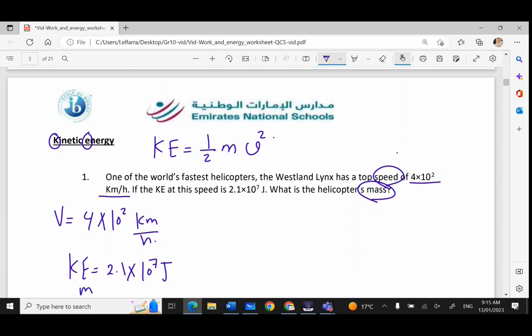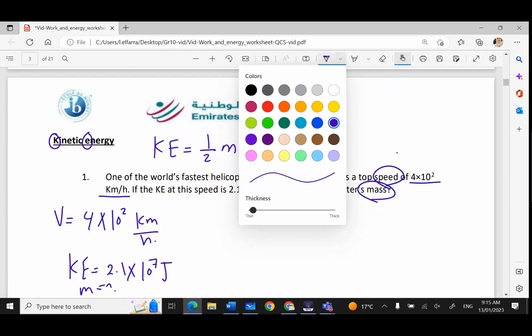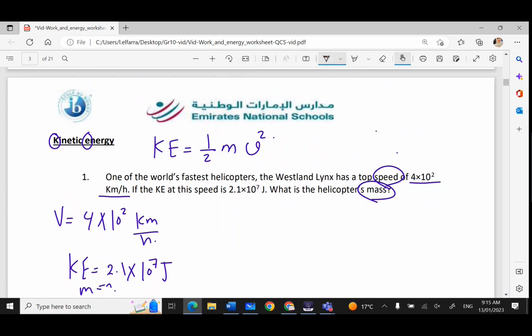I need M. Now, first, we have to check if the units are consistent or not. Here, I have kilometer per hour, which is not an SI unit. I should convert it to SI unit. So since I have two units, I'm going to open two conversion factors. The first conversion factor is to convert kilometer to meter, and to convert hour, which is on the denominator, to what? To second.